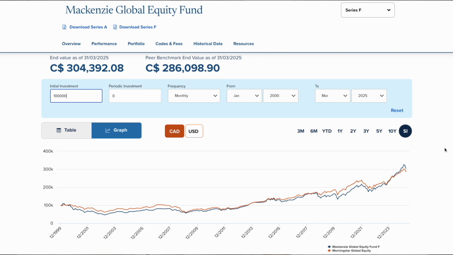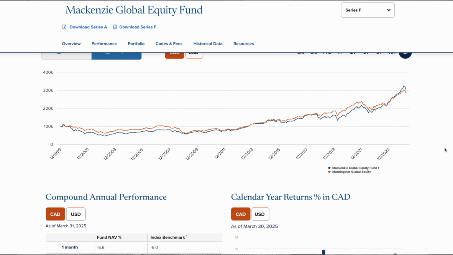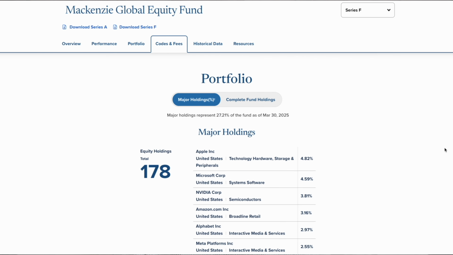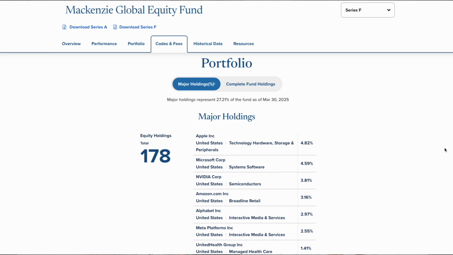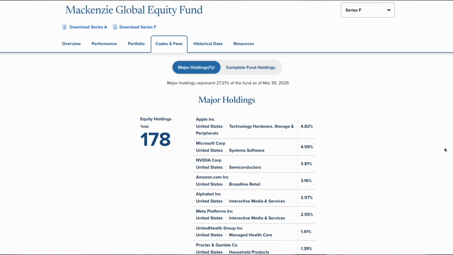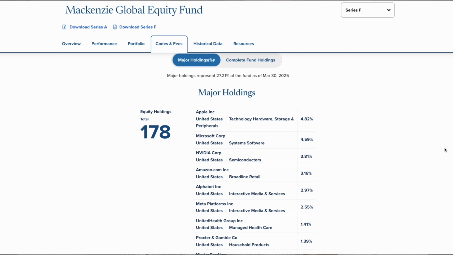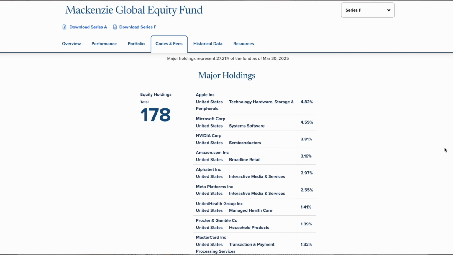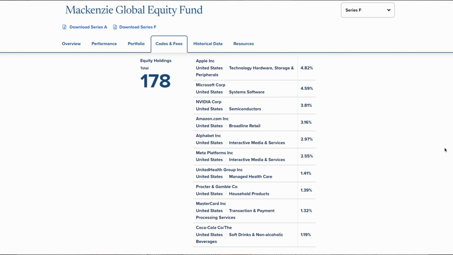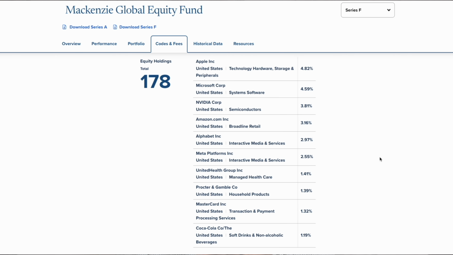But one of the other important aspects that we should look at and consider in a mutual fund is, one, the performance, how it's done, but also what is within the portfolio. Now, in this case, in the Mackenzie Global Equity Fund, we can see the top major holdings within this fund include Apple, Microsoft, Nvidia, Amazon, Alphabet, Meta Platforms, United Health Group, Procter & Gamble, MasterCard, and Coca-Cola. But those are only the top holdings. And we can see here that within this mutual fund, the total holdings being 178. Meaning that's how many positions are within this fund that you're getting exposure to. These ones being the top ones.